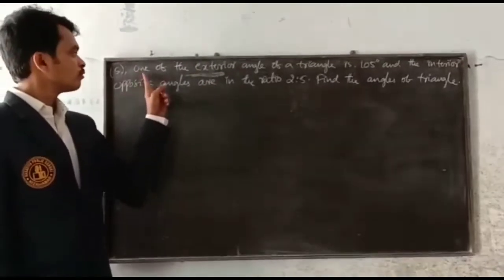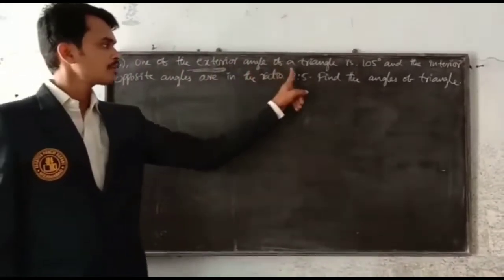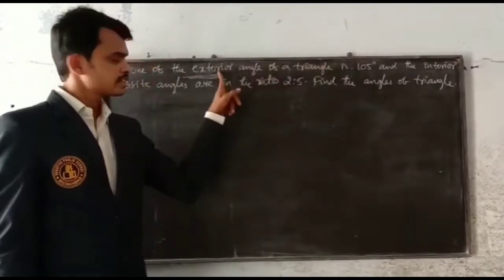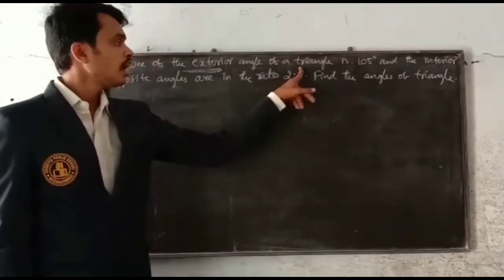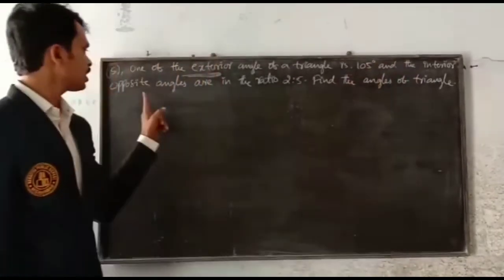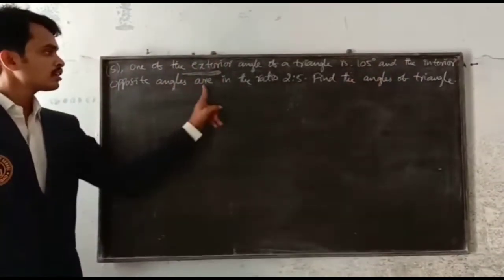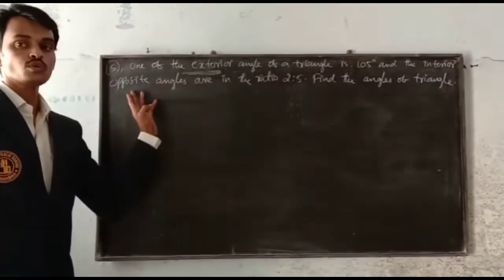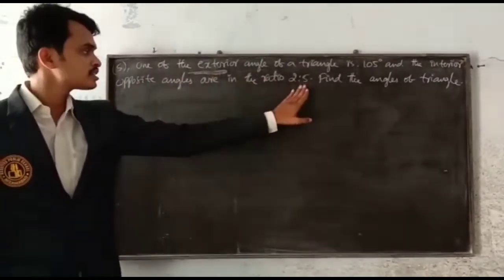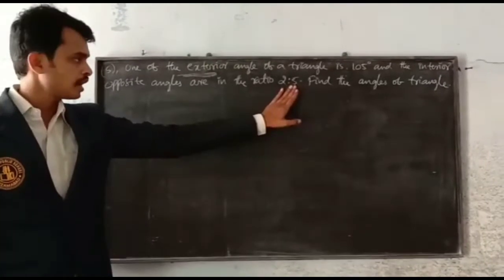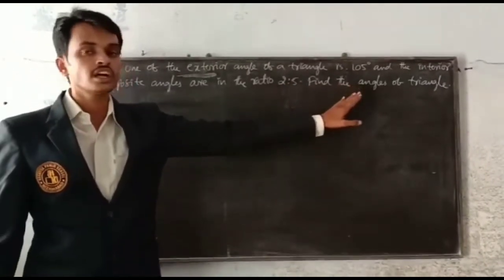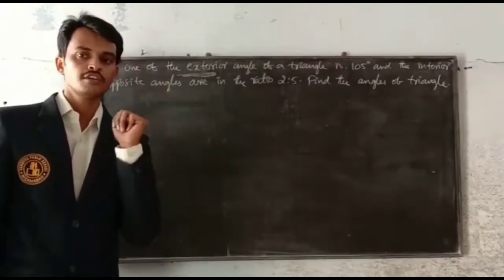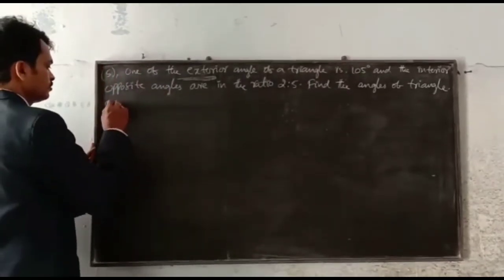Fifth problem. One of the exterior angles of a triangle is 105 degrees. So 105 degrees is an exterior angle of a triangle, and the opposite two interior angles are given in the ratio 2:5. Then we have to find the angles of the triangle. So we have to find the three angles of the triangle. So, solution.